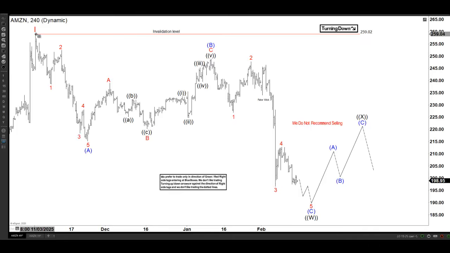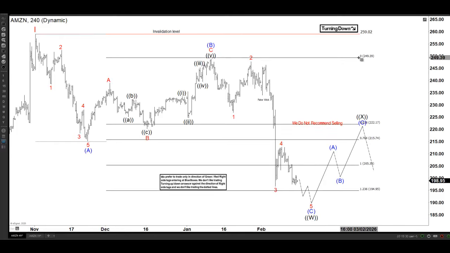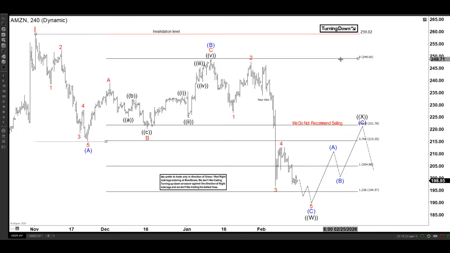Amazon has already reached the minimum extension within the ABC, and the extension was at 204. And we believe that Amazon is soon going to bounce. It's very important that the bounce breaks this connector in our system. In other words, the tendency will be that the A, B, and C in blue become 1, 2, 3, 4, 5, then the higher ABC will happen. But for now, it's just 3 waves, a simple ABC.